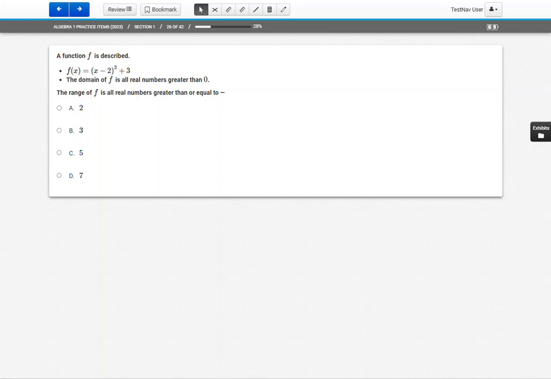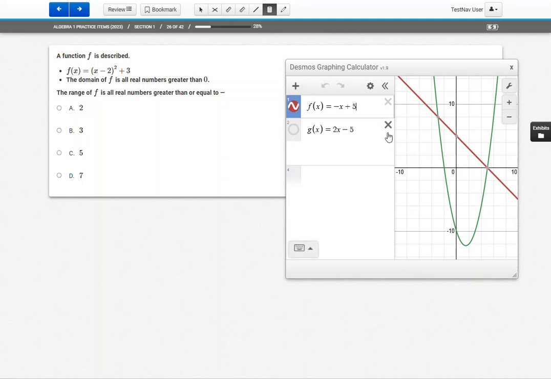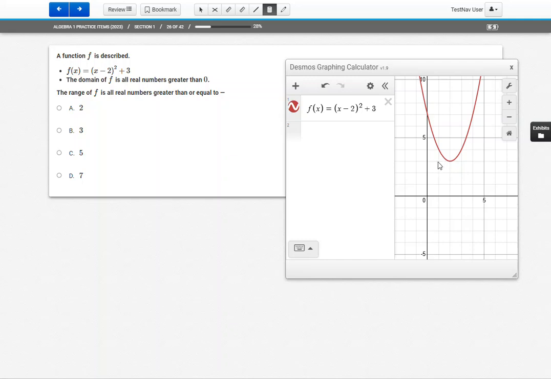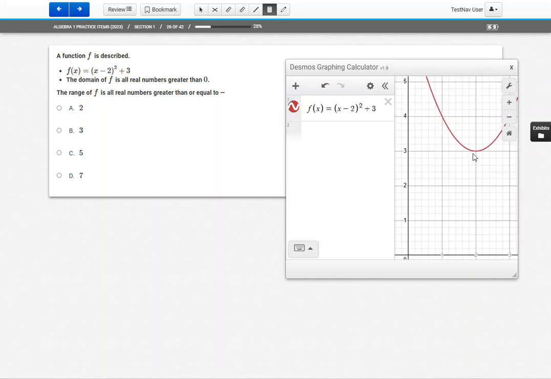All right, a function f is described. So we have f of x here. The domain of f is all real numbers greater than 0. The range, so it's asking for the range. For any domain and range questions, just plug it in Desmos and look at the graph. So x minus 2. Okay, the range is always y, greater than or equal to, so on the y coordinate it is 3, see? So range is y greater than or equal to 3. That's it.